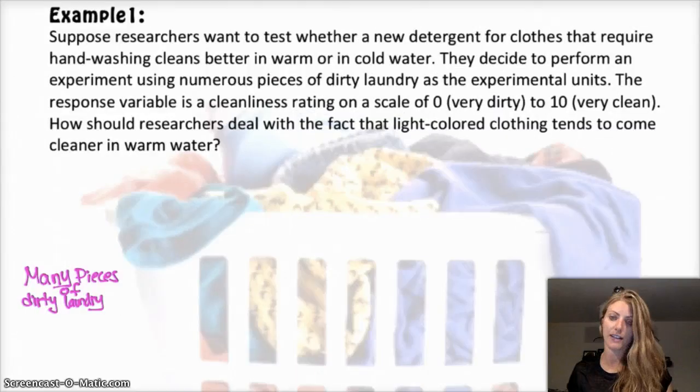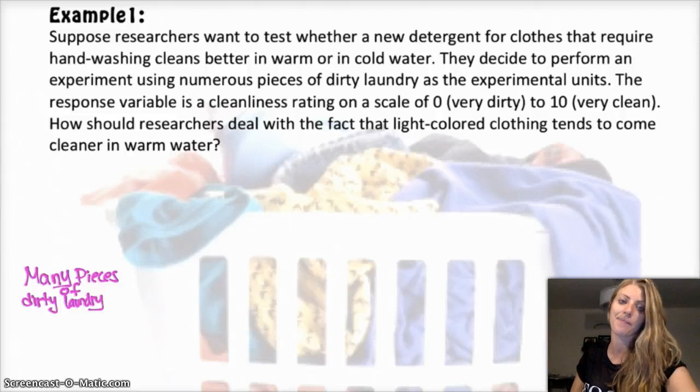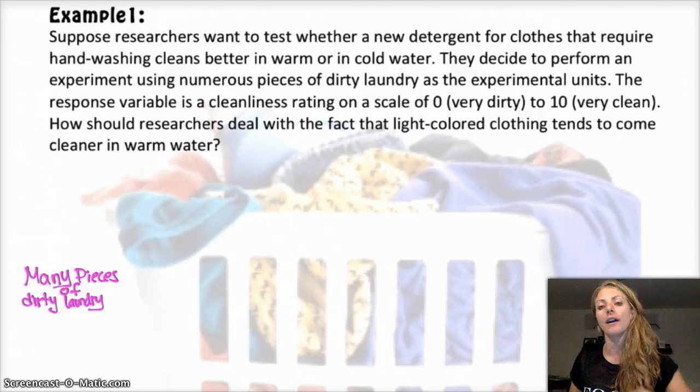The idea here is that we start with many pieces of dirty laundry, and then we want to block them, or separate them, based on the color, light colors and dark colors, because they react differently to detergents.